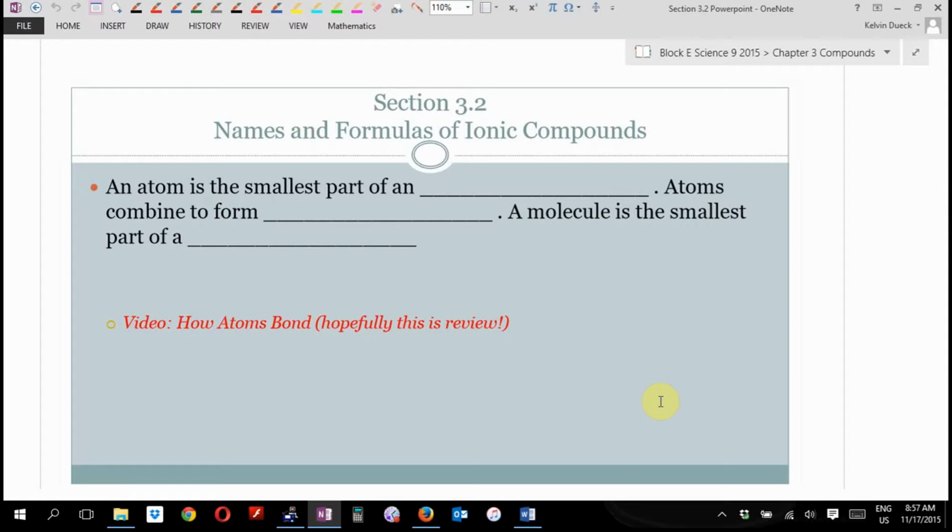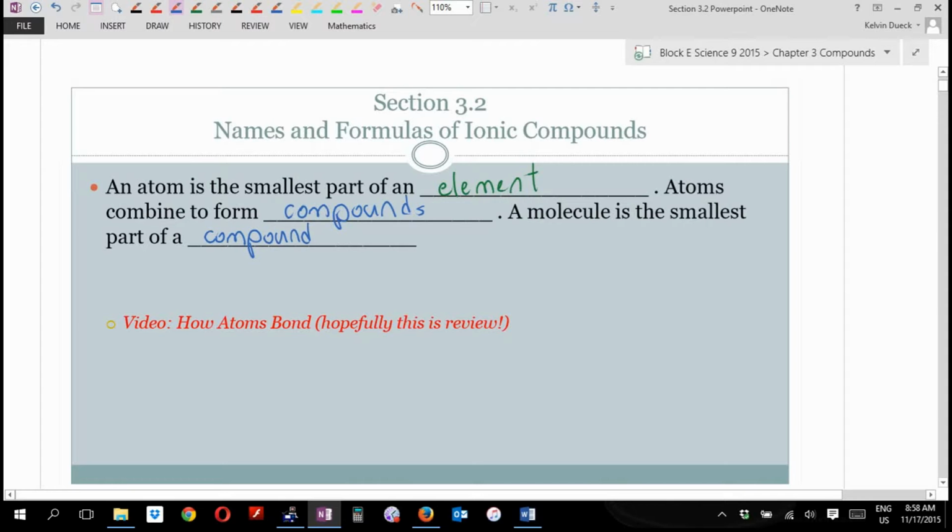Anyways, turns out an atom is the smallest part of an element. What are the elements? Your periodic table. Atoms combine to form compounds. And the smallest part of a compound is called a molecule. So a molecule is the smallest part of a compound.